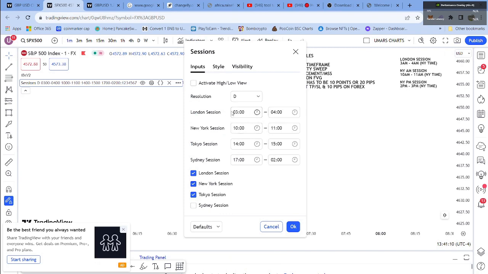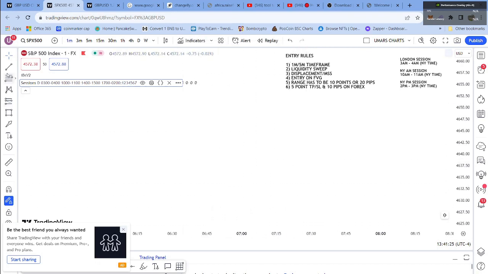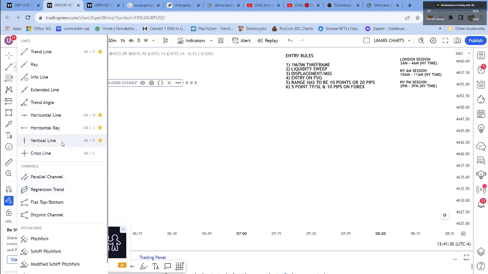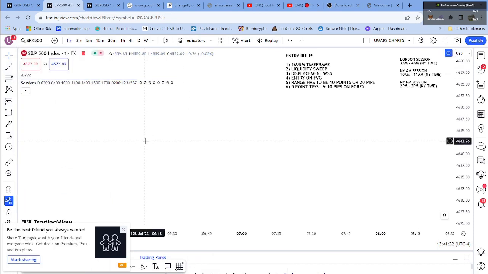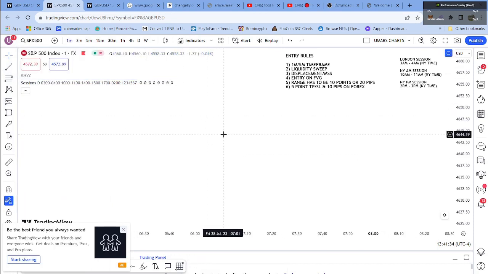The London session, which is from 3 a.m. to 4 a.m. New York time, New York AM session, which is from 10 a.m. to 11 a.m. New York time, and the New York PM session, which is from 2 p.m. to 3 p.m. New York time. So you'd have that marked out on your chart, and you can obviously adjust the colors to your liking.